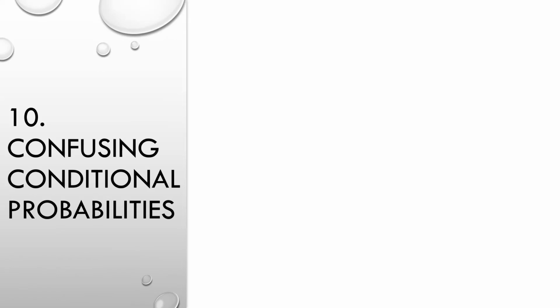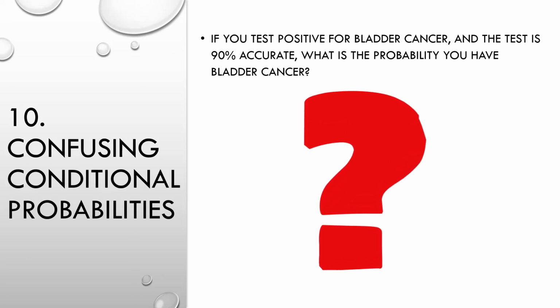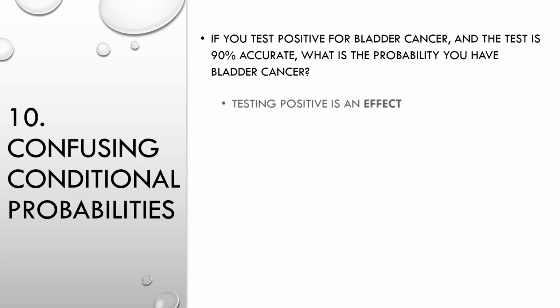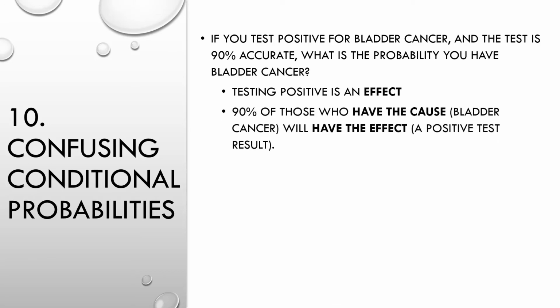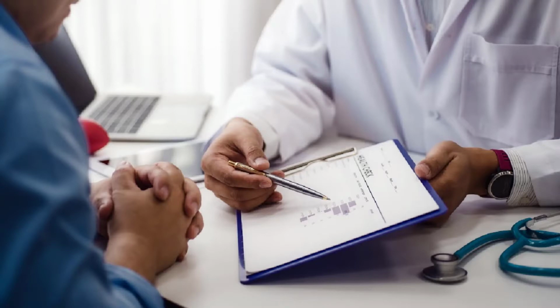10th is confusing conditional probabilities. If you test positive for bladder cancer and the test is 90% accurate, what's the probability that you actually have bladder cancer? We have to be careful not to confuse cause and effect. Testing positive for a medical condition is an effect of having the condition. If a test for bladder cancer is 90% accurate, then 90% of those who have the cause, bladder cancer, will have the effect, a positive test result.